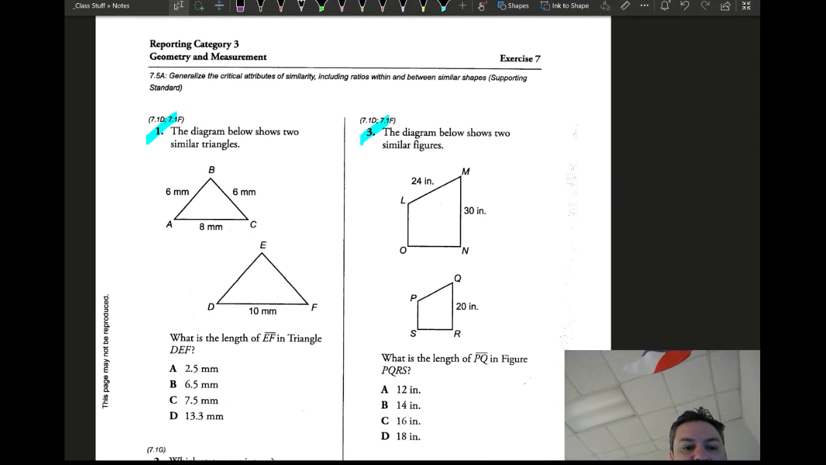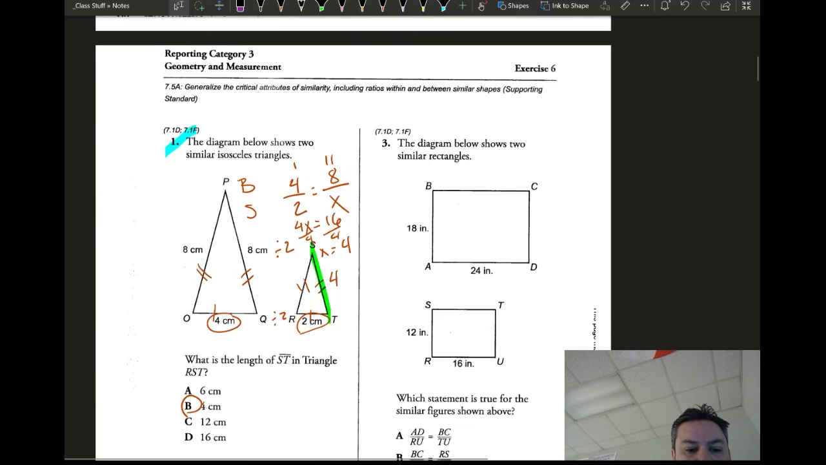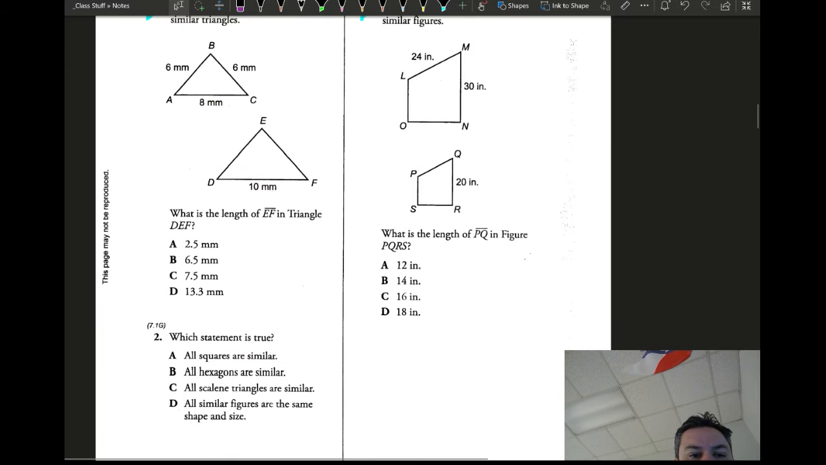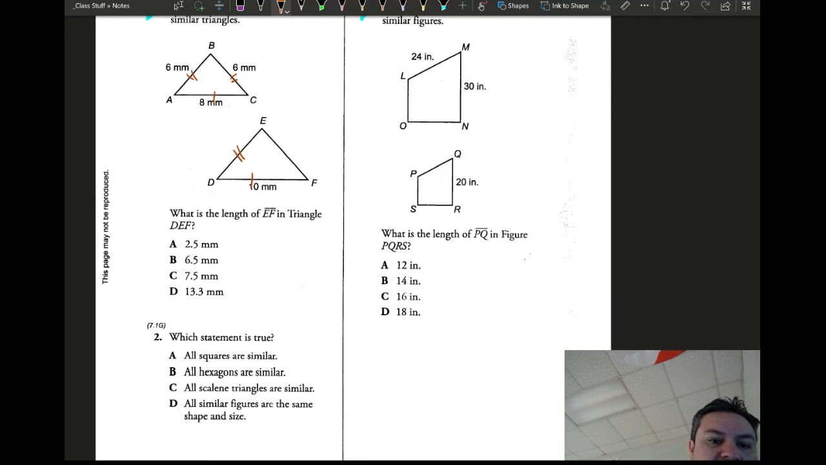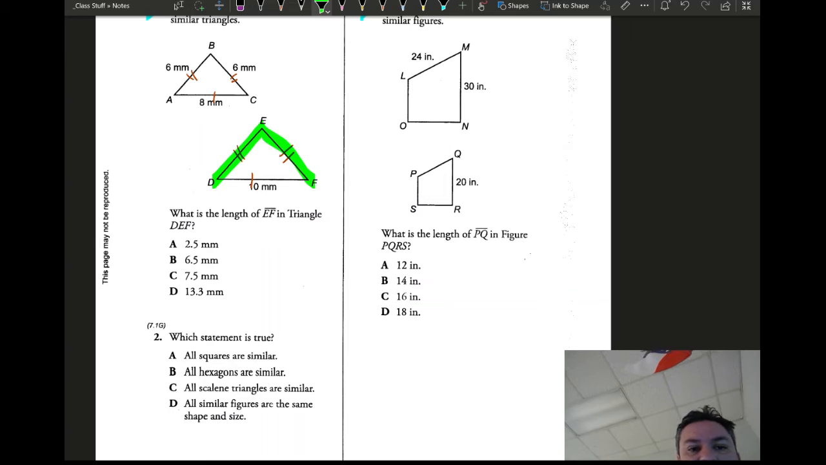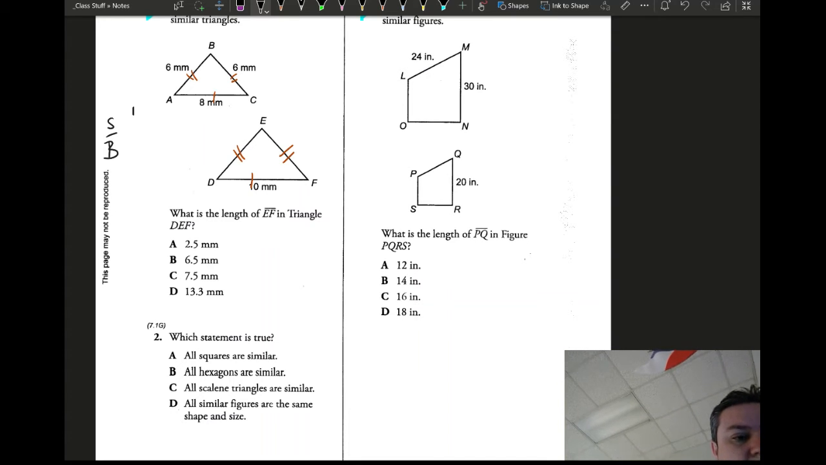I have another two isosceles triangles, same type of triangles. And I have 8, 6, and 6, 10, x, x. It says, what is the length of EF in triangle DEF? Okay, this is the triangle DEF. That's why it's called DEF, because it's connecting all the three lines. So we're going to do the small over big, 1 and 2 tick marks. You can't do it another way because the answer is going to be a decimal.